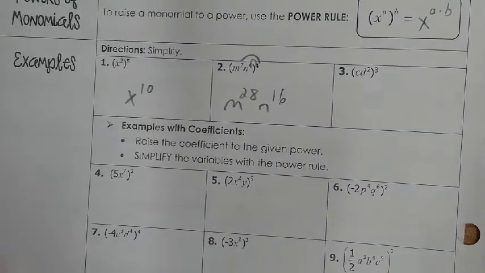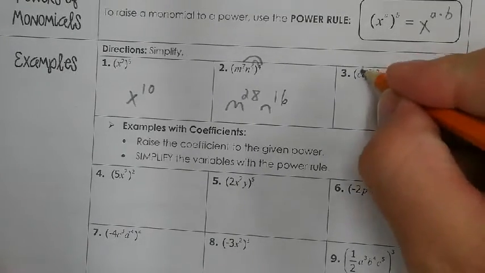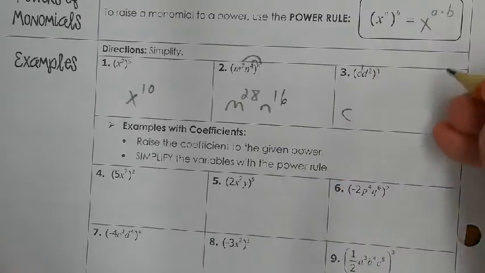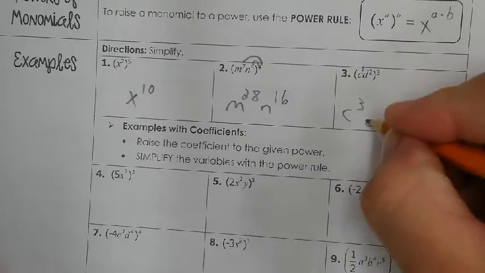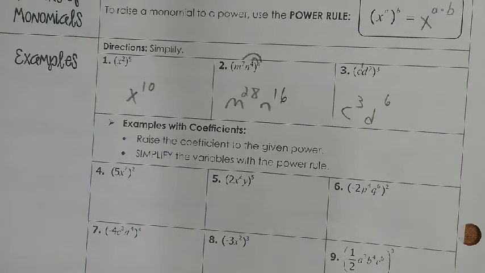Okay, then 3. What is always understood whenever there's no exponent? 1. Well, what is 1 times 3? 3. And then what would our D change to? To the 6, because 2 times 3 is 6. Pretty easy, right?